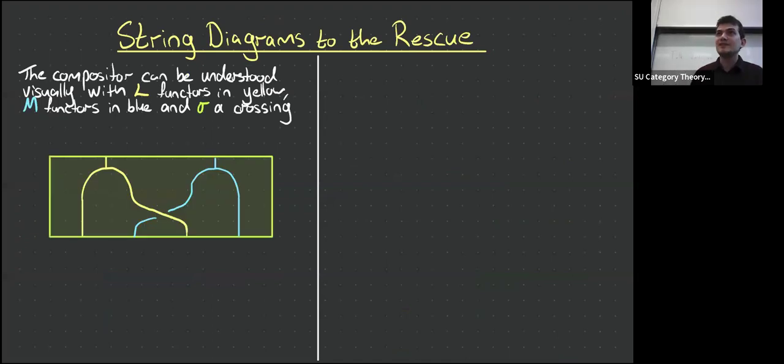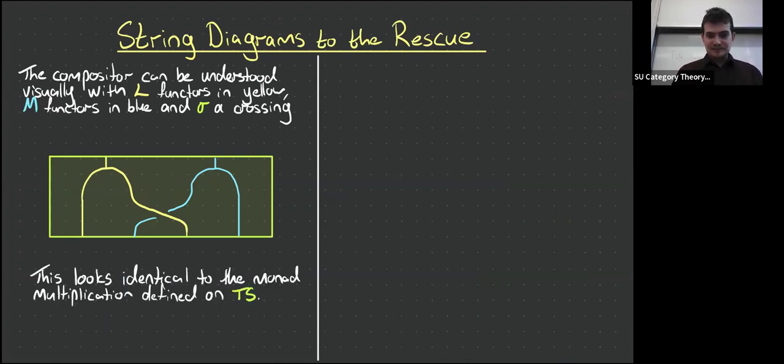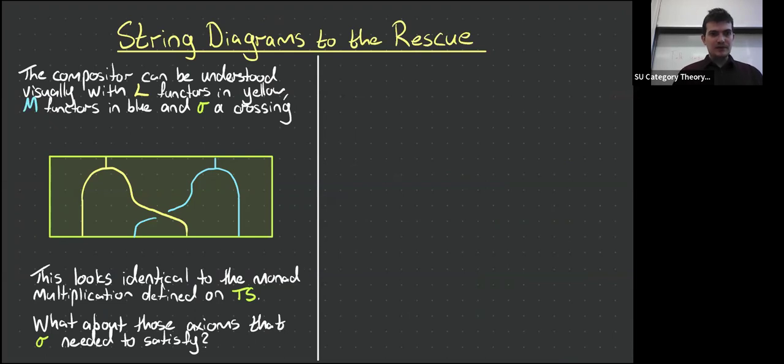So this is what it ends up looking like, the compositor, which is the multiplication that we got for applying a distributive law to a monad, in string diagram form. Okay, that's what the multiplication ends up looking like.